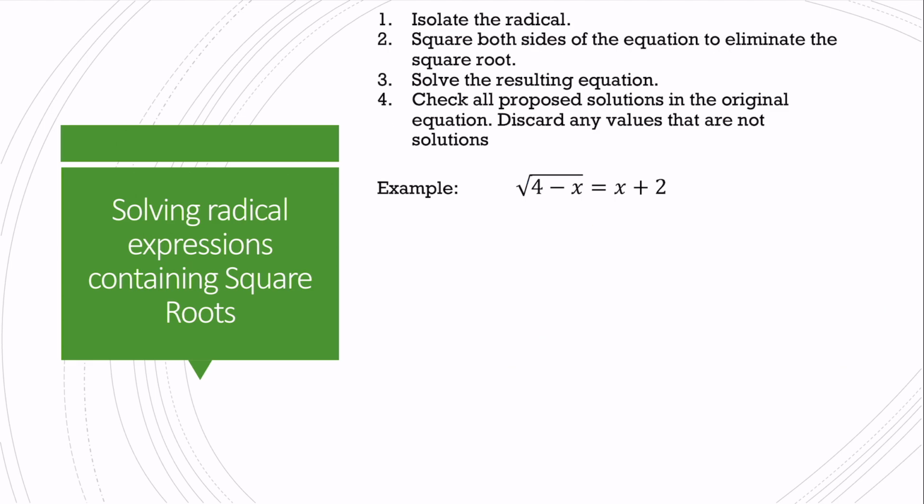Next, I have the square root of 4 minus x equals x plus 2, and I need to square both sides. My radical's isolated. We square both sides. When I square this left-hand side, I get 4 minus x. But when I have x plus 2 squared, that means I need x plus 2 times x plus 2. We're going to have to FOIL.